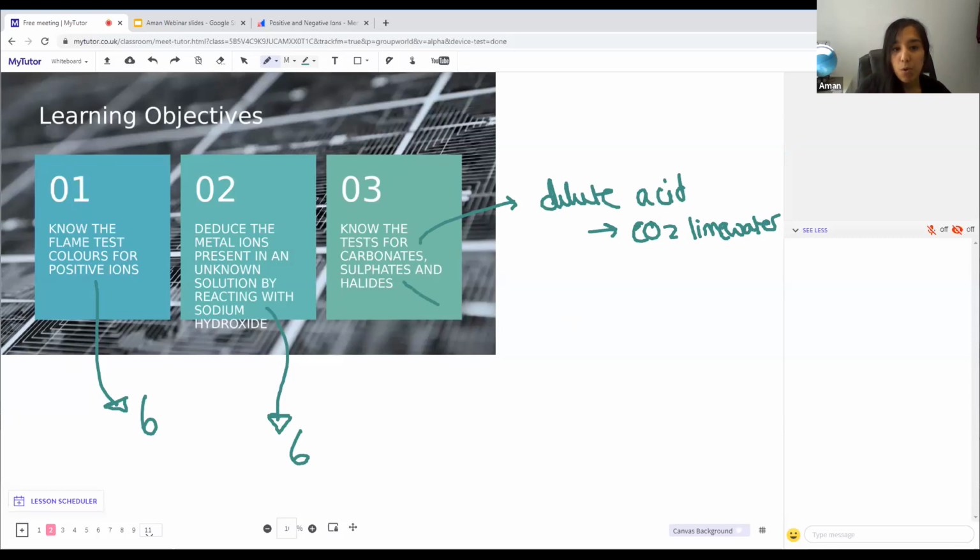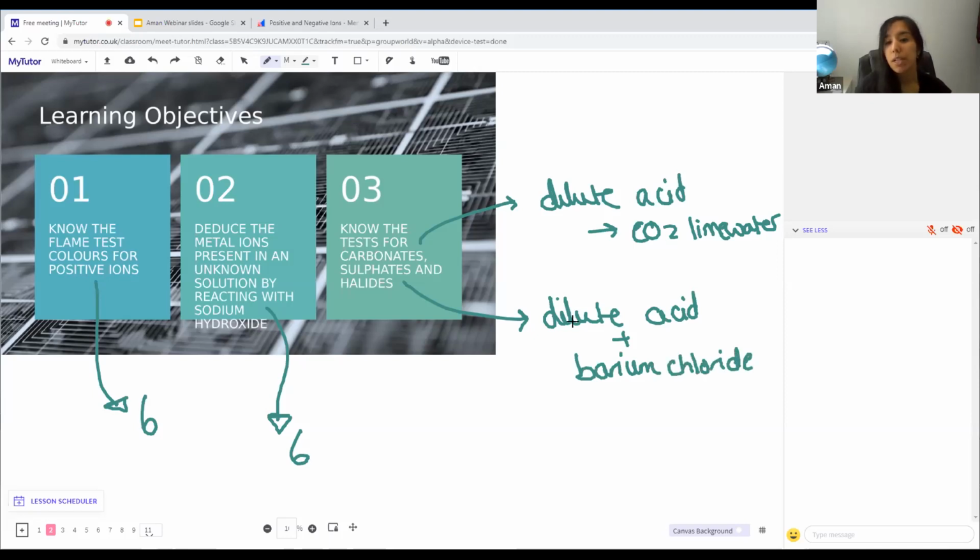When we're testing for sulfates, we add dilute acid, and that's to remove any carbonate. And then after that, we add barium chloride. And when we add the barium chloride, if we get a white precipitate, we know that precipitate is barium sulfate, and therefore we have a sulfate ion produced. So we get a white solid of barium sulfate.